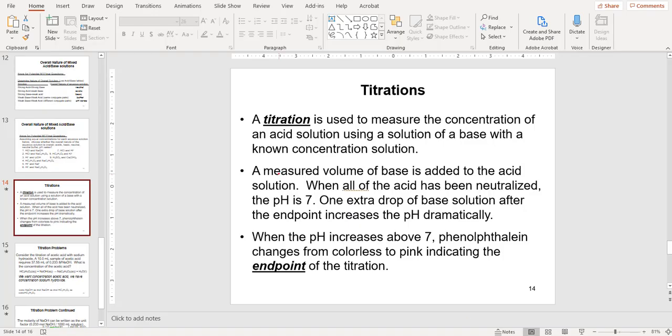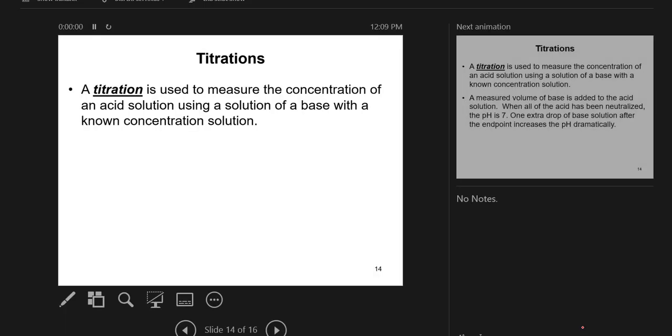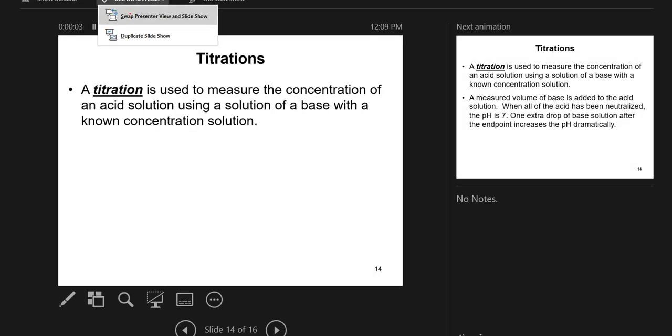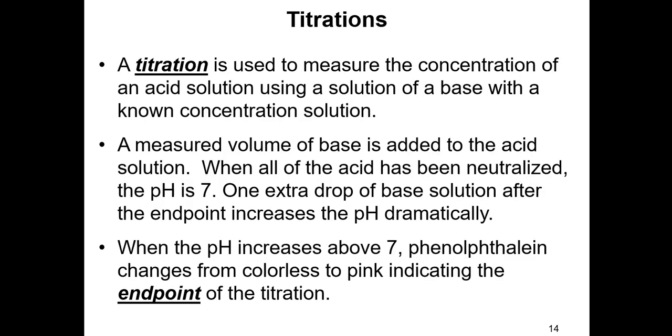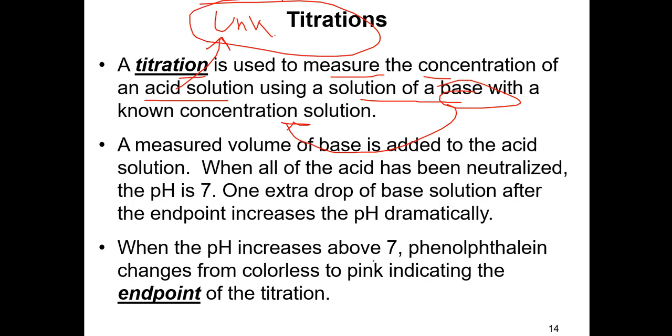Let's go back to the slides and re-summarize what I just said using the slide as an example. Titration is used to measure the concentration of an acid solution, in this case the unknown, using a solution of base, which is the known. The base is going to be the known concentration solution. The acid is going to be the unknown concentration for this class.